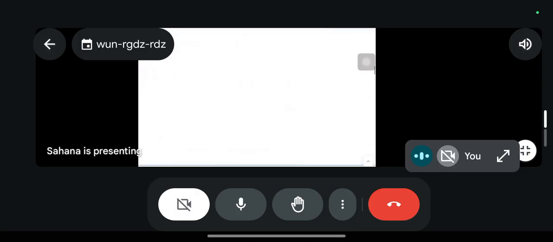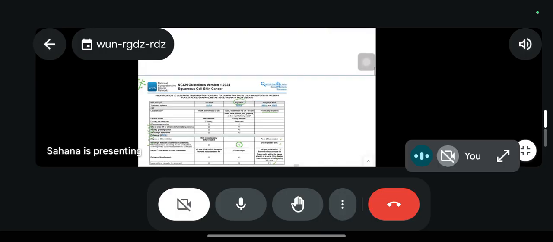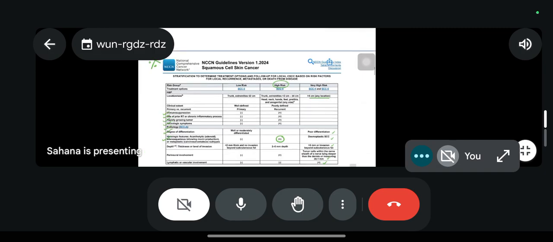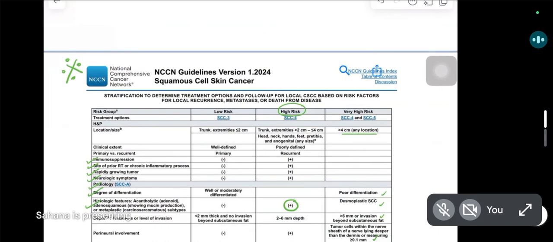That is four centimeters. But in this risk factor, they have included subsites, so we can see it is different, because all your management depends on this only. Your margins will come depending on this only.